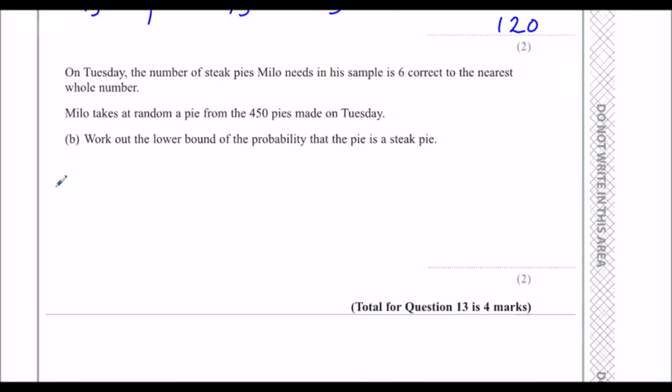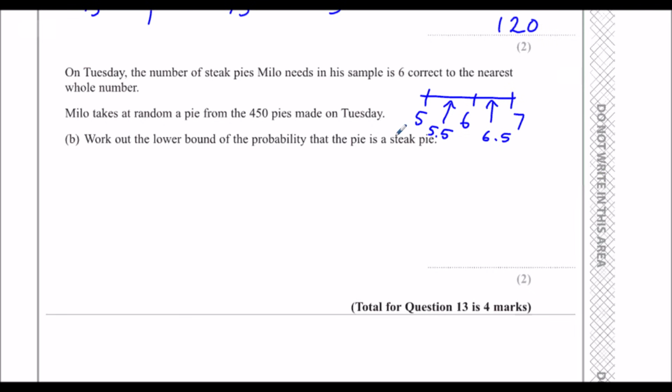Okay, on Tuesday, the number of steak pies Milo needs is 6 to the nearest whole number. So work out the lower bound of the probability that it's a steak pie. So the lower bound, if we've got 6 to the nearest whole number, so you've got 6 here, the one below is 5, the one above is 7, so the lower bound, we've got 5.5, and the upper bound, 6.5.